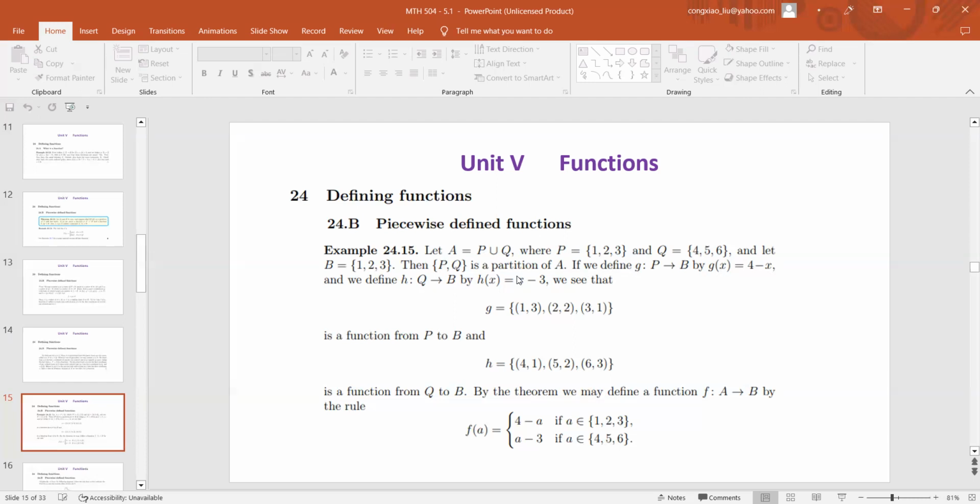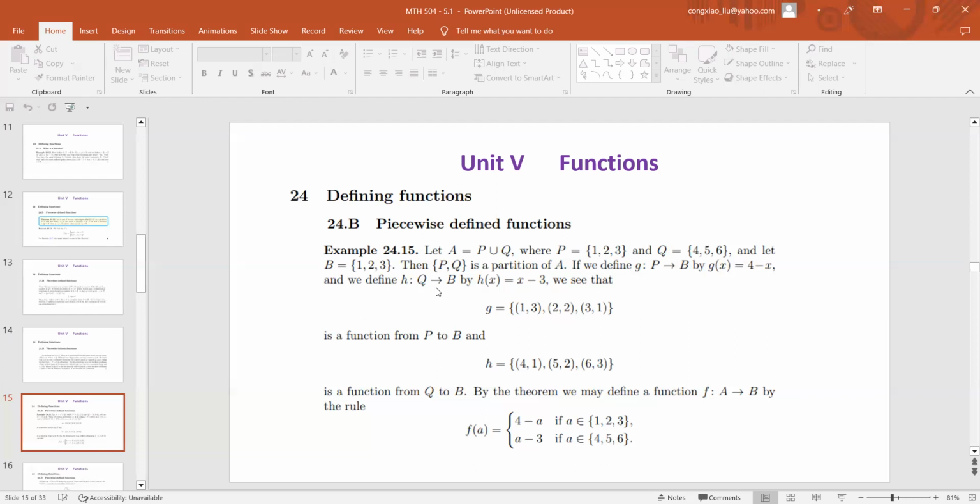So this makes a partition of A, and then we can define a piecewise defined function from A to B. To do that, we define a function G from P to B and another function H from Q to B, as stated in the theorem. So, for example, we can define G from P to B as G of x equals 4 minus x.